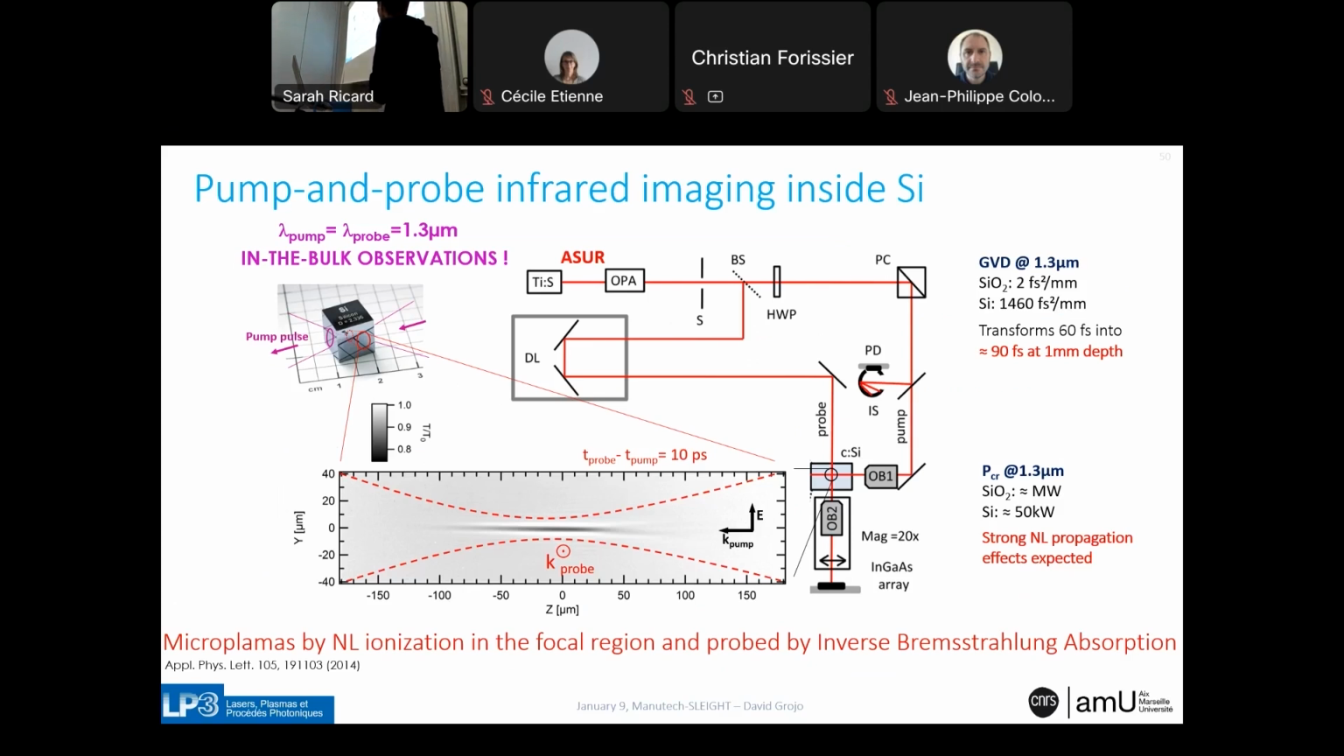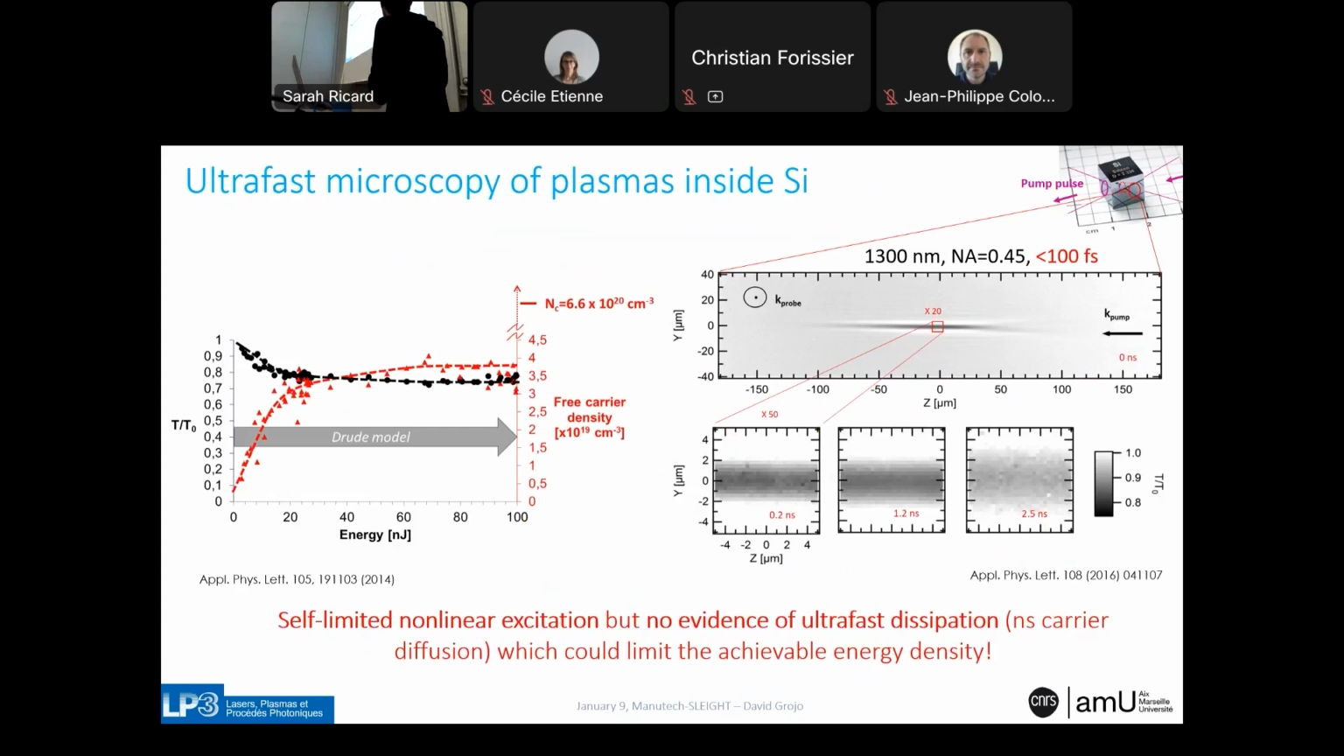For instance, this snapshot is done 10 picoseconds after the pump. After the pump is arriving at the focus, you have this darkening of the focal volume. That is actually free carriers that you probe by inverse Bremsstrahlung absorption. What is nice in this type of experiments is that you can observe the microplasma, the geometry, but you can observe very interesting things.